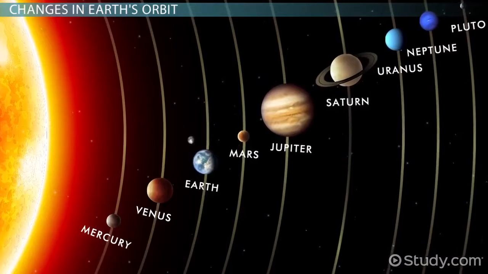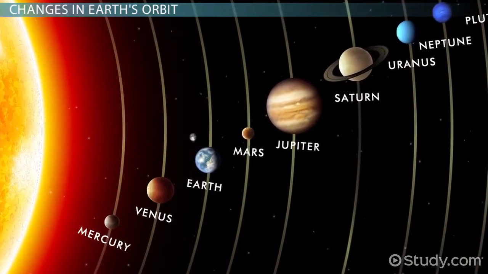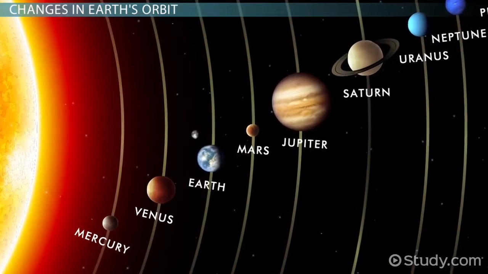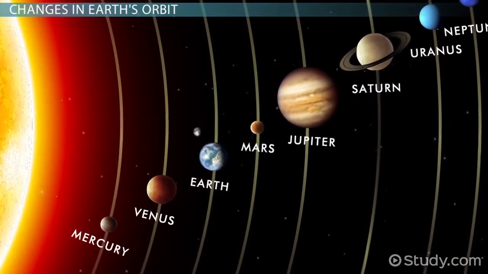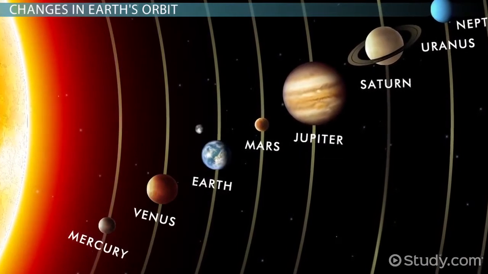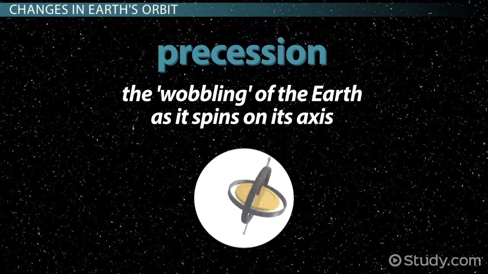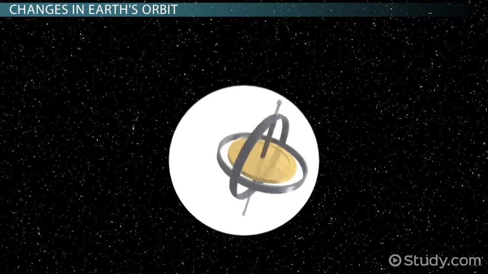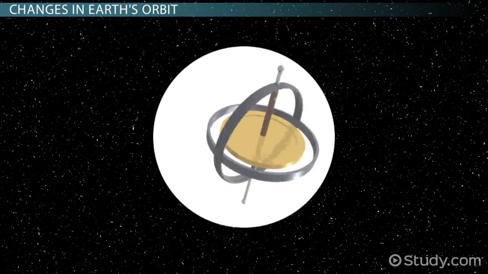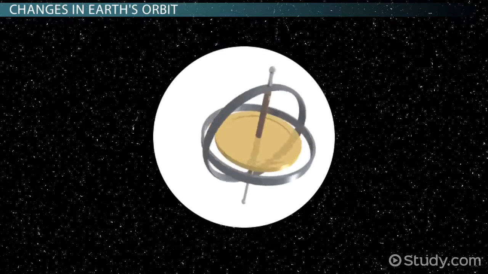And finally, due to the gravitational pull of other bodies in the solar system, particularly the Sun, the Moon, and Jupiter, the Earth undergoes a phenomenon known as precession, or the wobbling of the Earth as it spins on its axis. Similar to a spinning top, the Earth appears to sway as it spins on its axis.